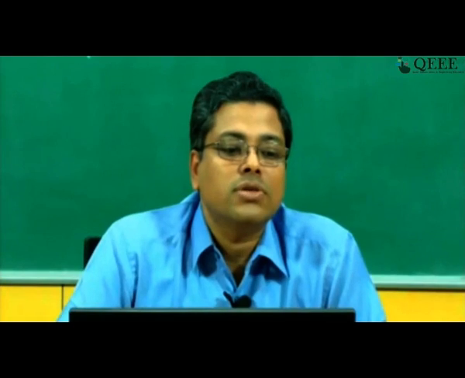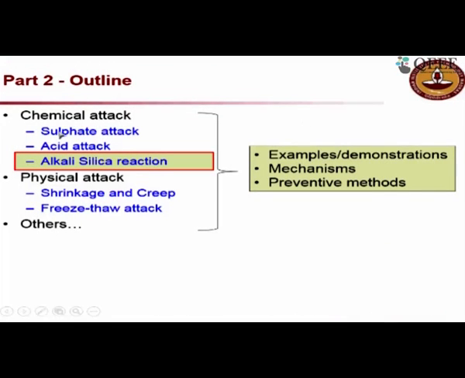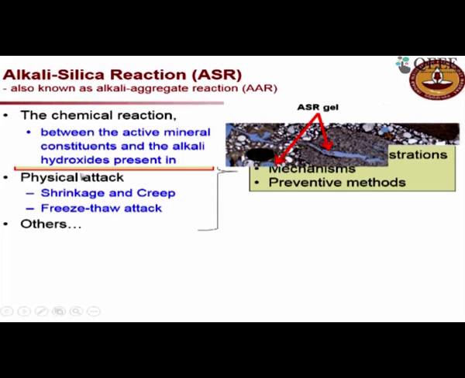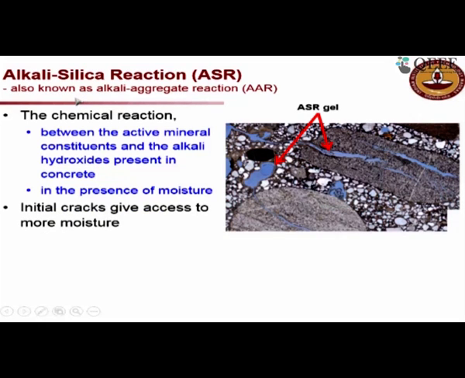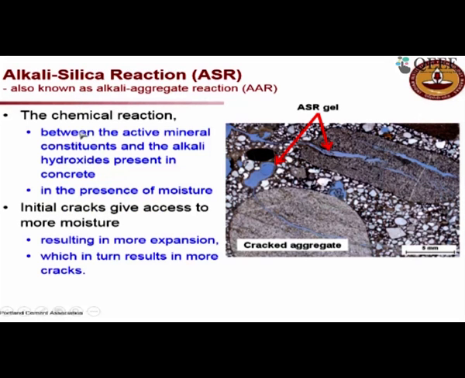That's the approach. So we completed sulfate attack and acid attack. We'll cover alkali silica reaction, shrinkage and creep mechanisms, and freeze thaw attack now. So for alkali silica reaction, what is alkali silica reaction? It's basically the chemical reaction between the active mineral constituents and the alkali hydroxides.